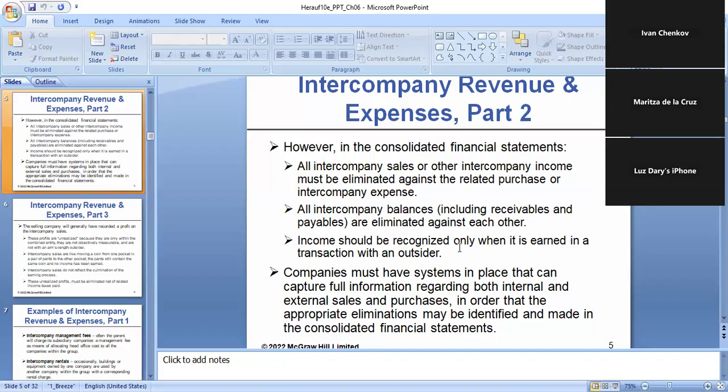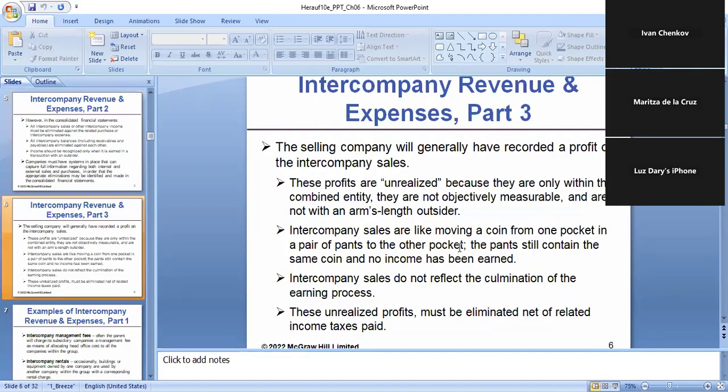Again, we're looking at the parent and subsidiary as one company now. What happens between those two companies is irrelevant. Now, the selling company, either the parent or the subsidiary, will obviously generate the profit if we have those intercompany transactions.